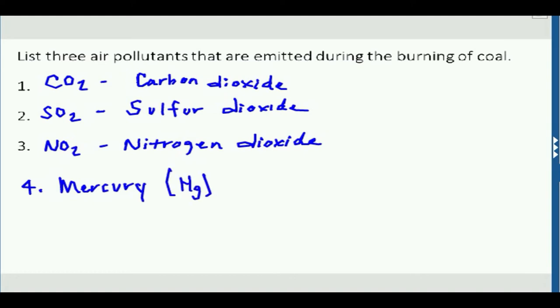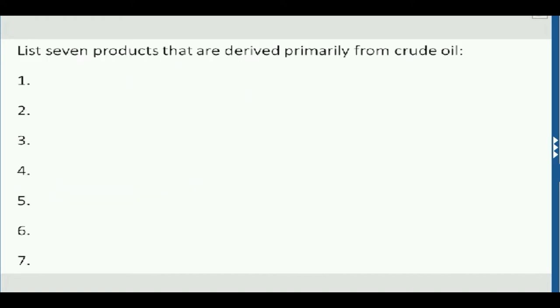I had a student once, she said they had the symbol and they had to give the element and it said Hg, and she wrote, well, she was a really avid reader, but science wasn't really her thing.